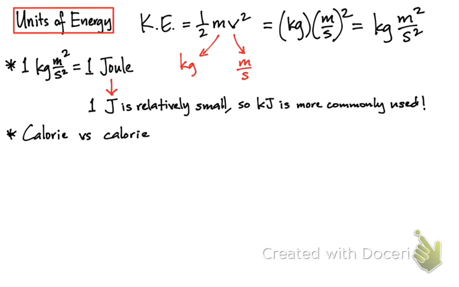Calorie is another unit of energy. So when you work out at the gym or do cardio, you're burning calories, which means you're using up your energy. There's a difference between big C calorie and little c calorie.